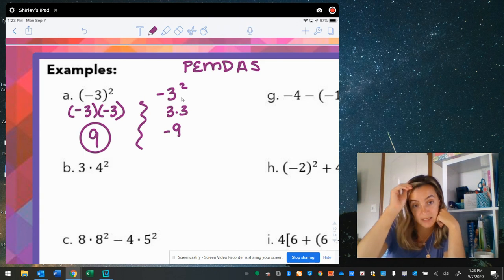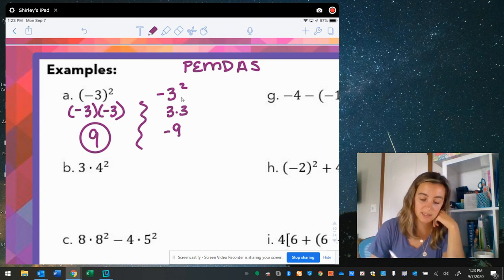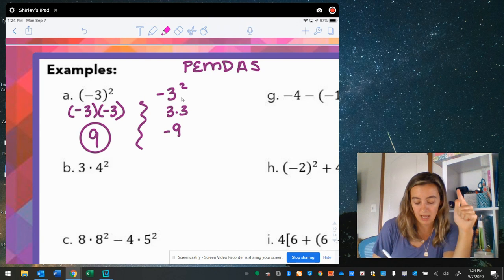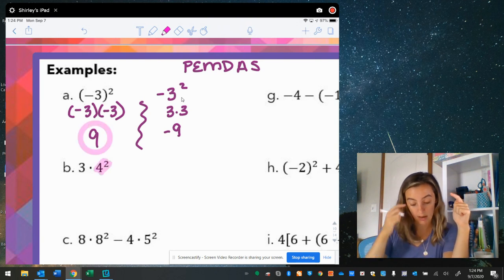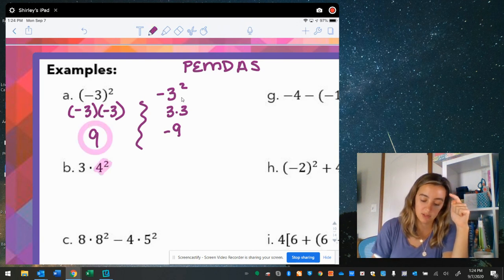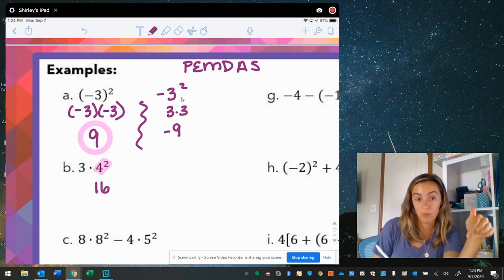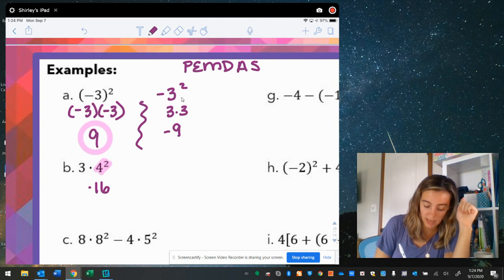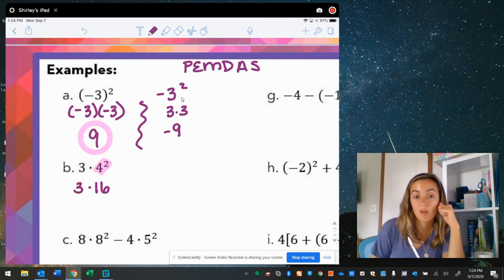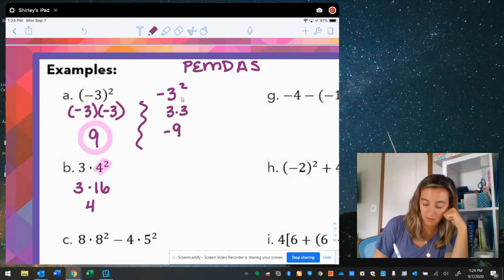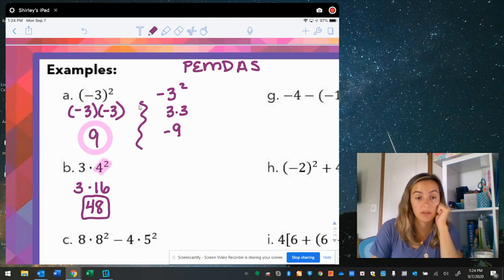Part B, now I have 3 times 4 squared. We only want to go one step at a time, so I don't see any grouping symbols. I have my exponents, so I'm going to take care of my 4 squared, that's going to give me 16, and then bring down whatever we didn't use. So I didn't use my multiplication sign or my 3. Now I'm going to multiply 3 times 16, that's going to give me 48. Make sure you are doing these in your head, you're not using your calculator. 3 times 10 is 30, 3 times 6 is 18, 30 plus 18 gave me the 48.